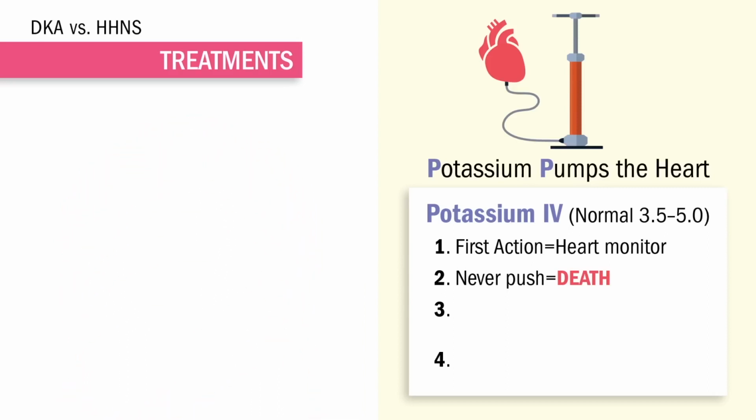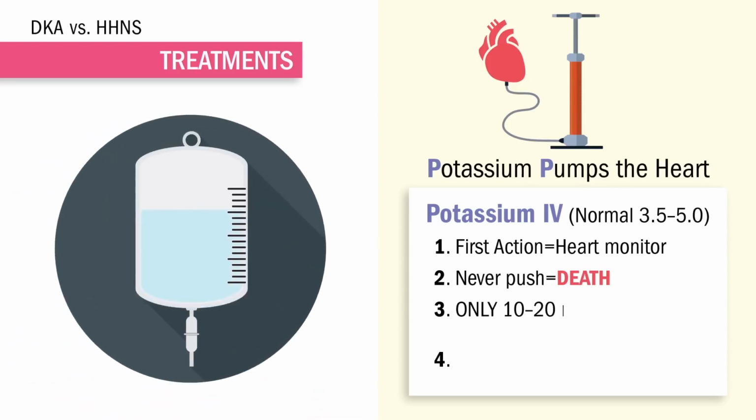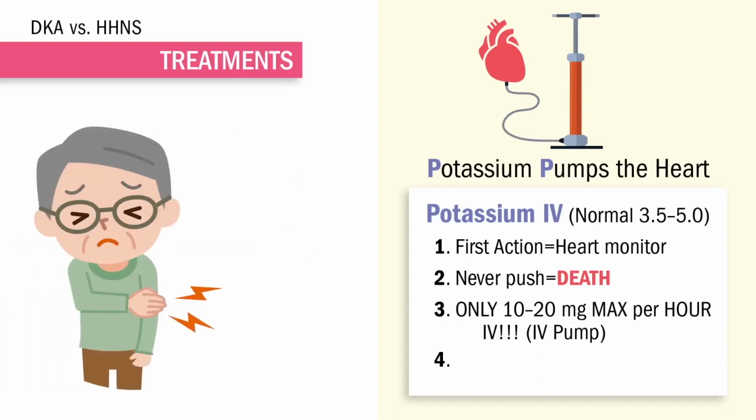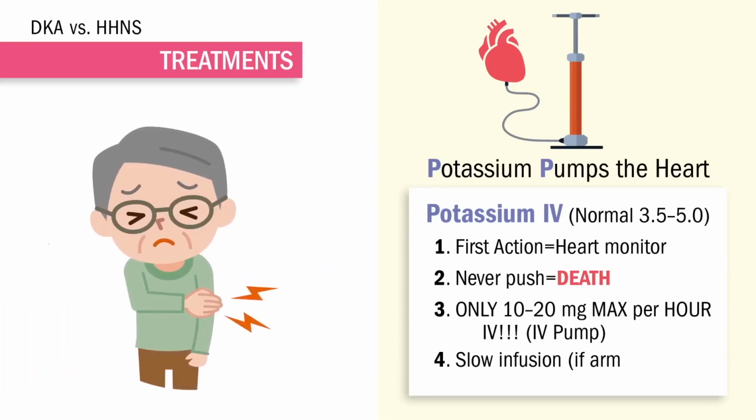Third, we only do 10 to 20 mLs max per hour. Not 30 minutes, not even 45 minutes, guys, per hour, a full 60 minutes or more, usually around 4 hours. And lastly, we always put potassium on an IV pump. Never a solo drip, guys, it's too risky. And as always, slow the infusion pump if the arm starts burning, which is pretty common.